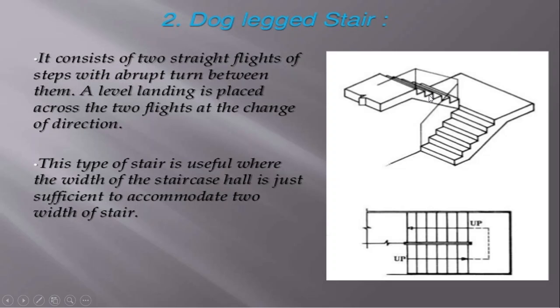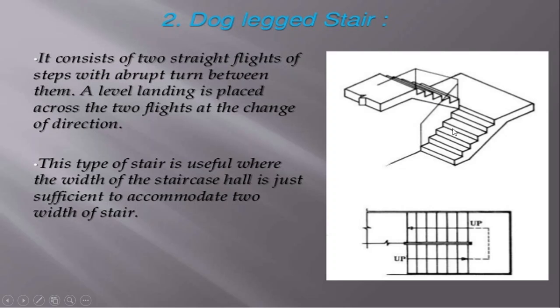A level landing is placed across the two flights at the change of direction. See, a level landing is placed between these two flights. So this is one flight, and this is another flight. So a landing is placed between these two flights, between those two flights at the change of the direction.